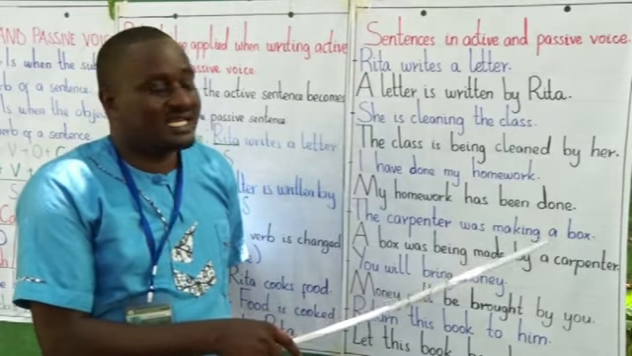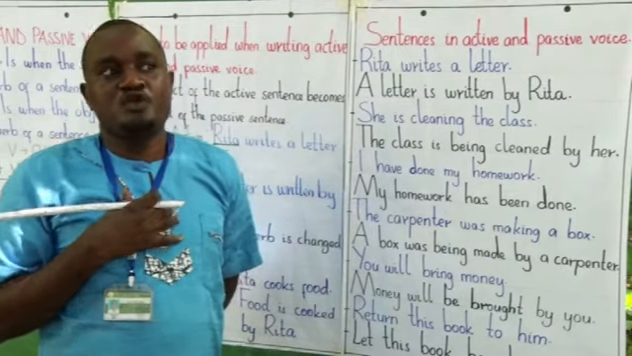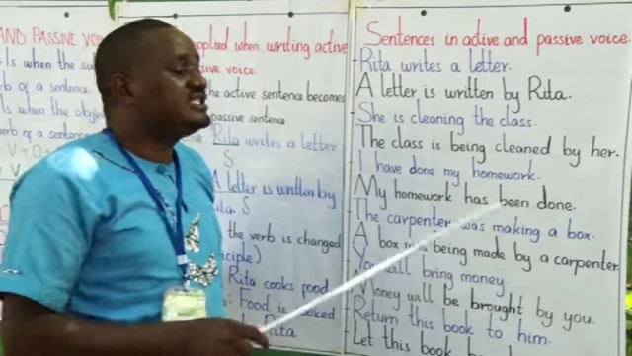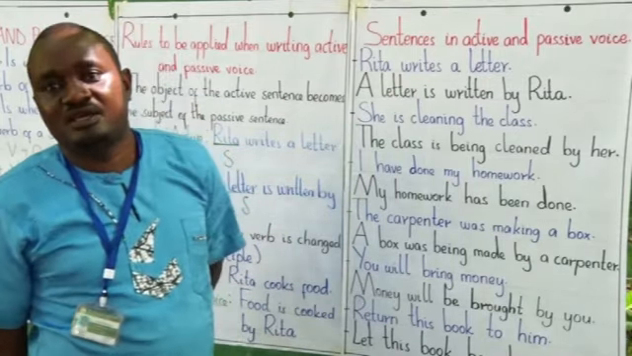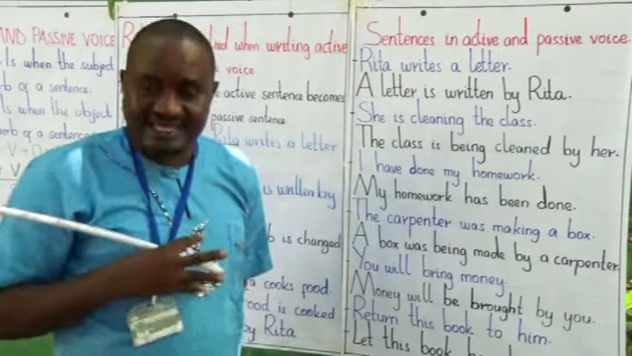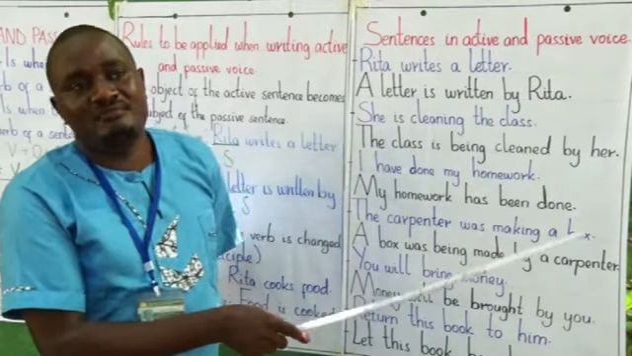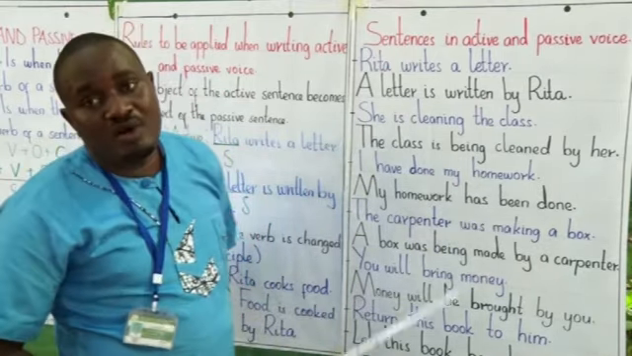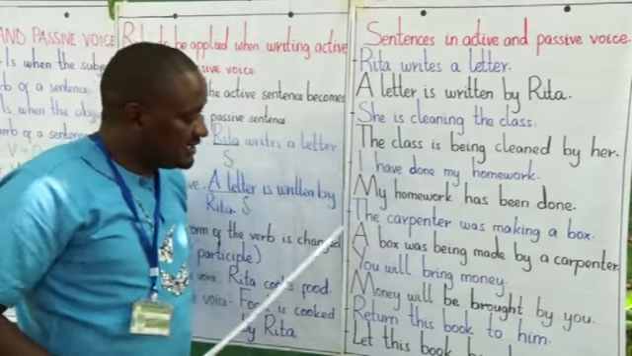This one, you'll confuse yourself. My homework, you already possess that work. So there is no need to say, my homework has been done by me, because it is you who have done it. So don't say that. We simply say, my homework has been done. Don't confuse yourself on that.